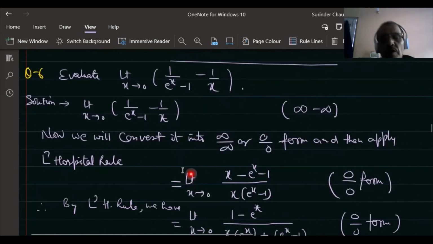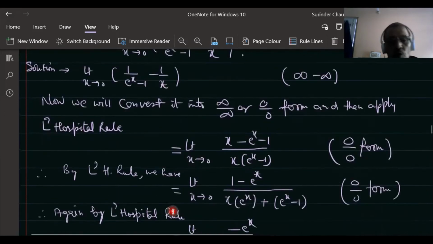So take LCM, simplify it, and check it. After checking, putting in 0, this is 1 minus 1, 0 by 0 form. So we can apply L'Hospital's rule. Before applying L'Hospital's rule, we have to check whether it is 0 by 0 form or infinity form. If either form exists, then we can apply it.